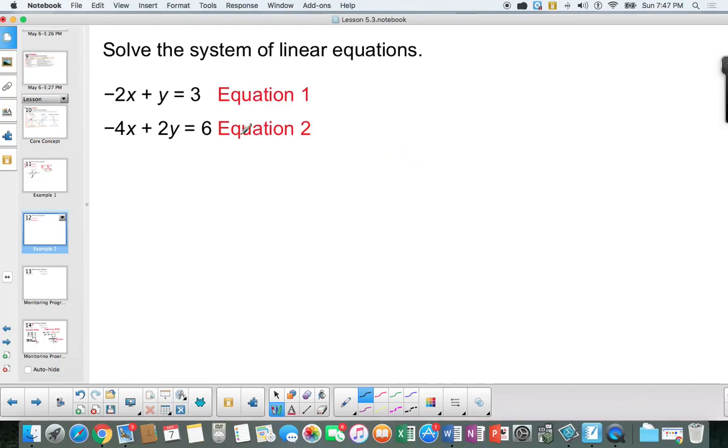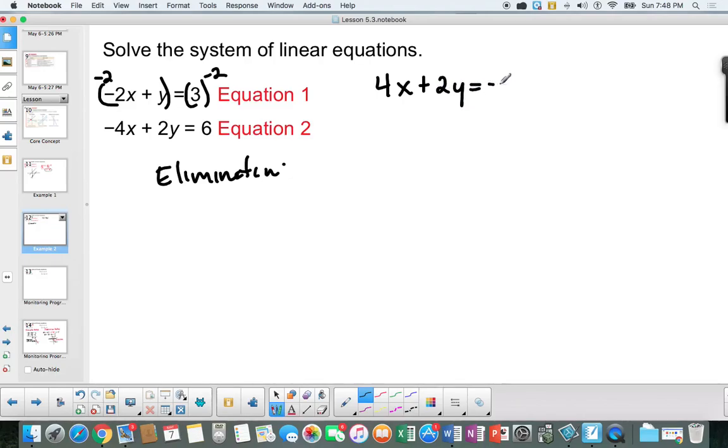Let's try another problem. This one looks like it might be good for the elimination method. So I'm going to take this top one and I'm going to multiply it by -2. So I'm going to multiply this side by -2 and this side by -2. So this will be 4x plus 2y is equal to -6. And now I need a -2y here. So negative times negative is positive, negative times positive is negative.